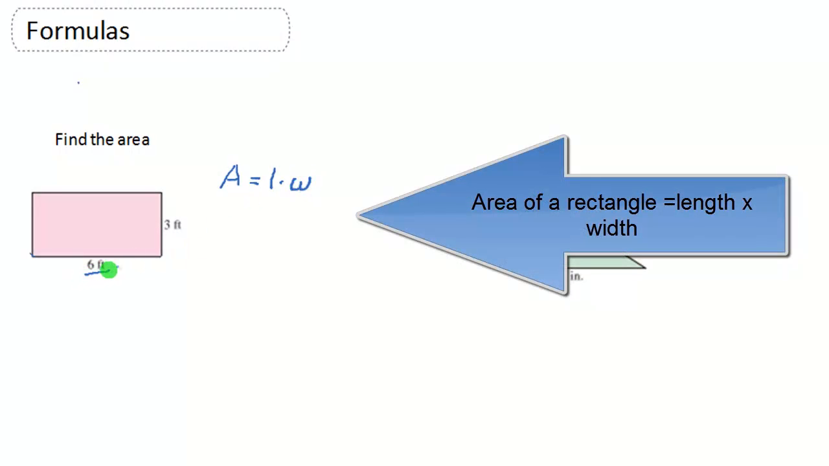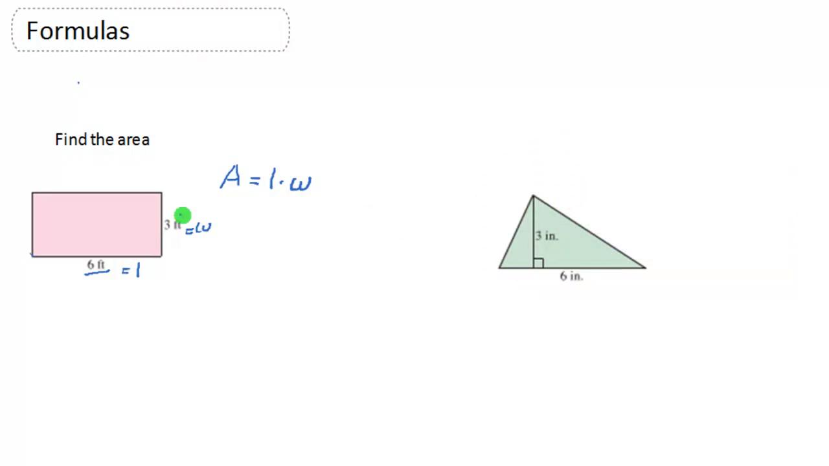So in our figure, the length is 6 feet and the width is 3 feet. So we're going to multiply 6 times 3. And then 6 times 3, as you know, is 18. And our units for area are square feet.